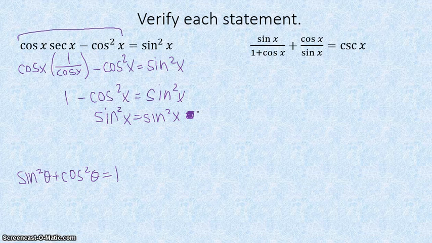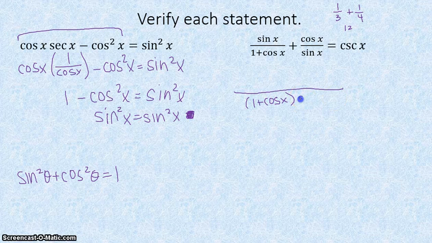On the second one, I instantly notice that there's fractions going on over here. I also notice that everything is already sine and cosine, so I'm not going to mess with that any. I am going to go ahead and try to get a common denominator. So I'm just going to multiply these two. Just like if this was 1/3 plus 1/4, your common denominator would be 12. So here my common denominator is 1 plus cosine x times sine x.